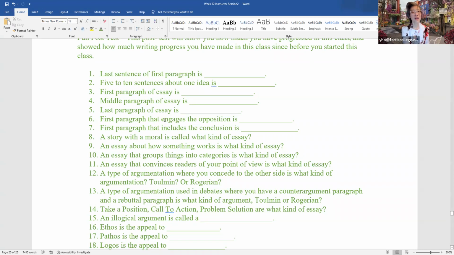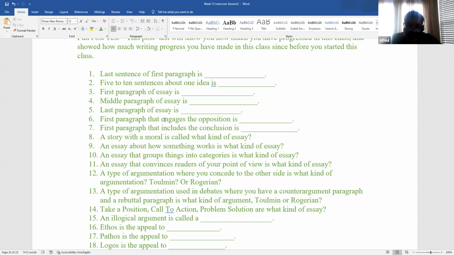The first paragraph that engages the opposition. This is what we learned in this lesson. The turnabout. Turnabout. Yeah. Turnabout. Mhm. The first paragraph that includes the conclusion, and the conclusion includes the first paragraph. A summary? No. In other words, a full circle. Yes, it's a full circle. In other words, you mentioned Betty Smith in the beginning, then you mentioned Betty Smith at the end, okay? So that is a full circle.